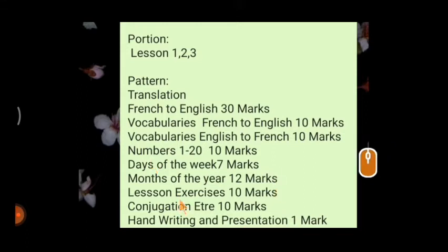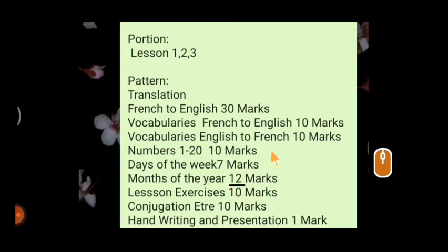Next is, already you have written this in the midterm test, days of the week, that is 7 marks. You have to write the topic as well as the days in French. So lundi, mardi, mercredi, jeudi, vendredi, samedi, dimanche. Likewise you have to do it. Months of the year is 12 marks. So months: janvier, février, mars, avril, mai, juin, juillet, août, septembre, octobre, novembre, décembre. All these 12 months you have to write with the heading, so it carries 12 marks.